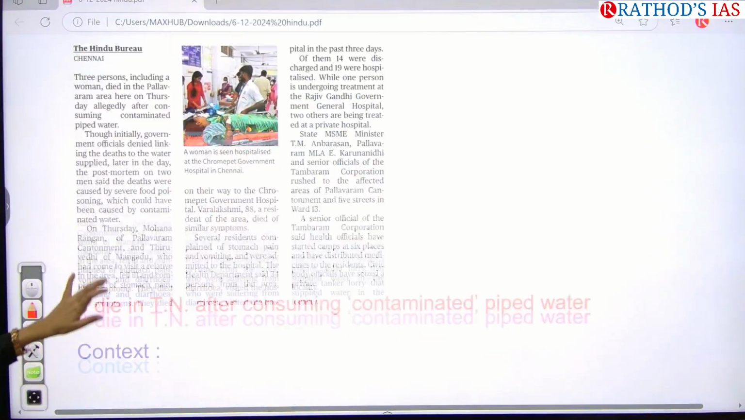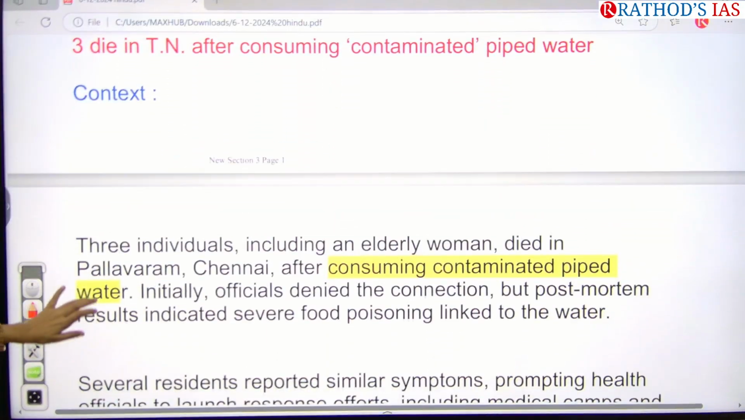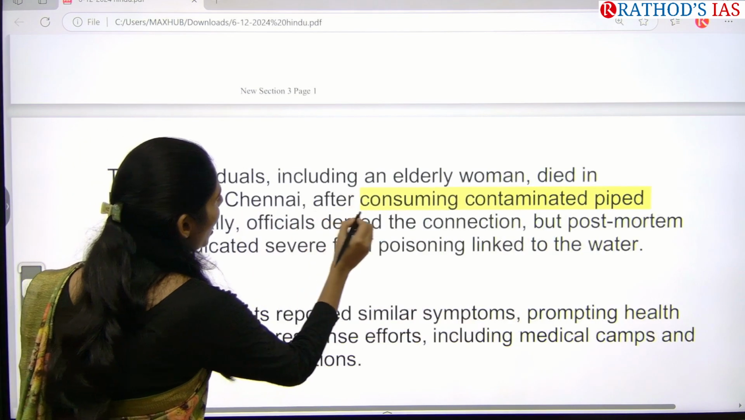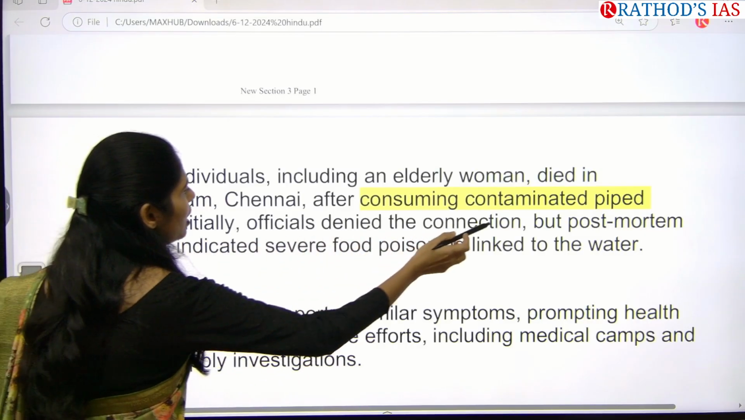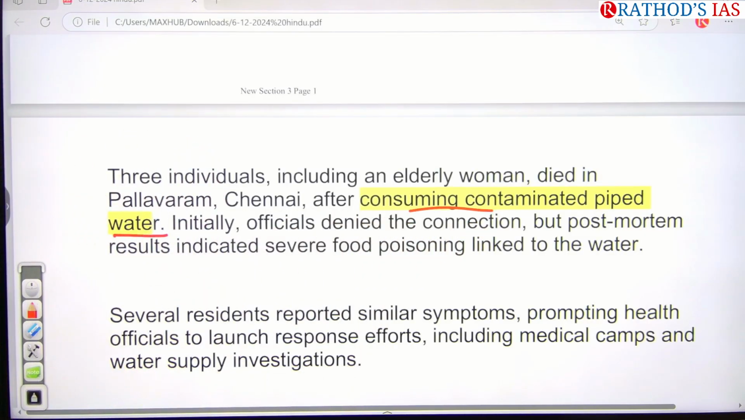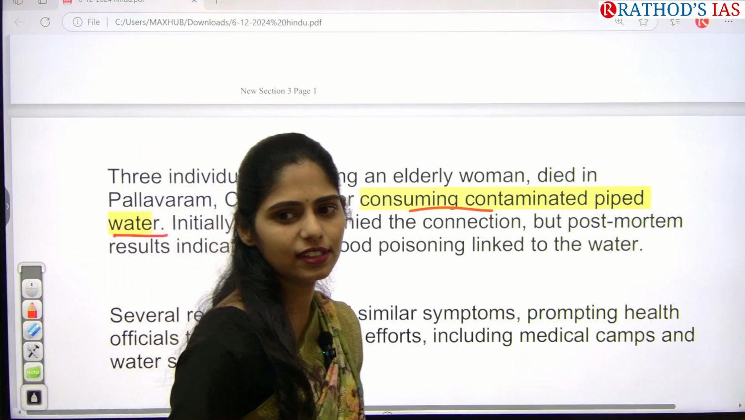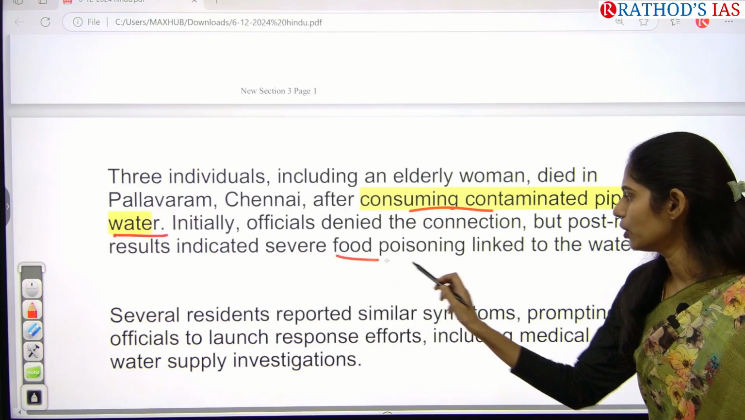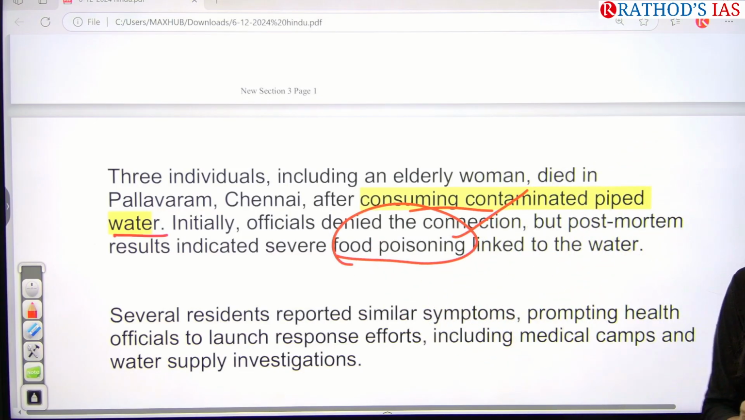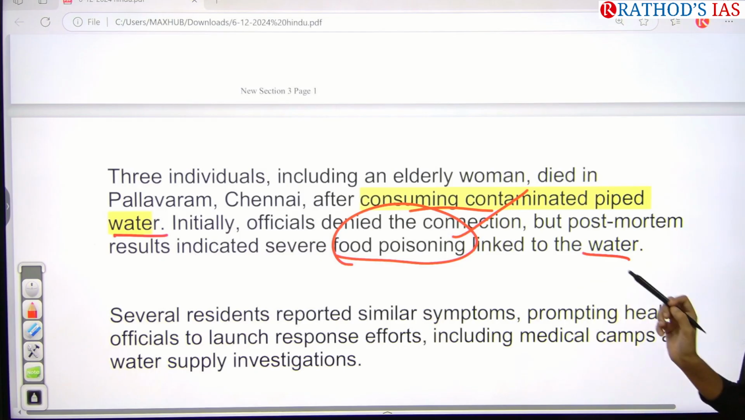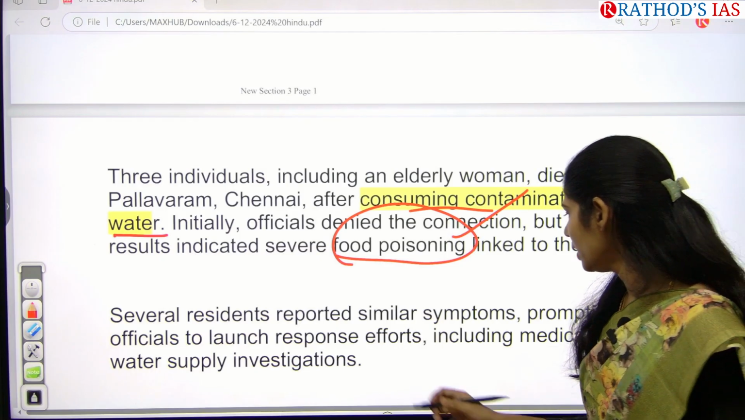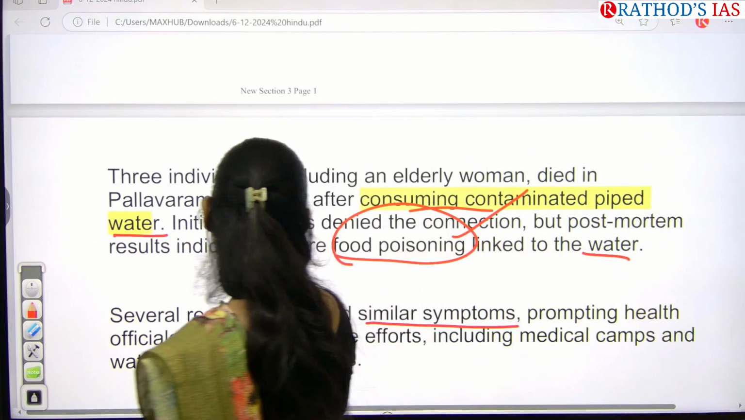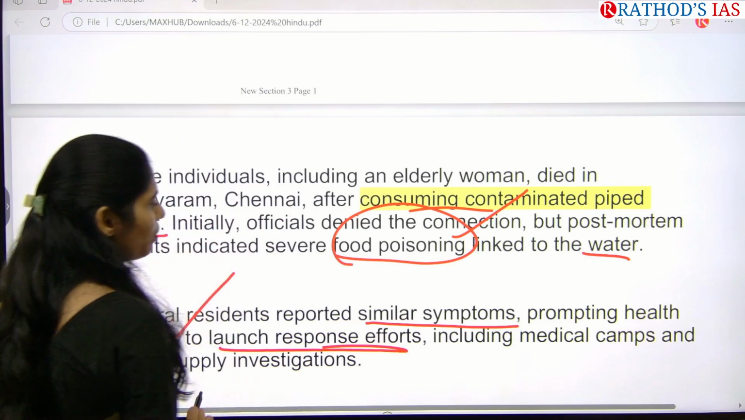So now let us see this article in detail, what exactly it is saying. Three individuals, including an elderly woman, died in Pallavaram, Chennai after consuming contaminated piped water. The post-mortem report revealed that these people died because of contaminated water, which led to severe food poisoning. Several residents in that area also reported similar symptoms. So finally, officials are going to launch response efforts.